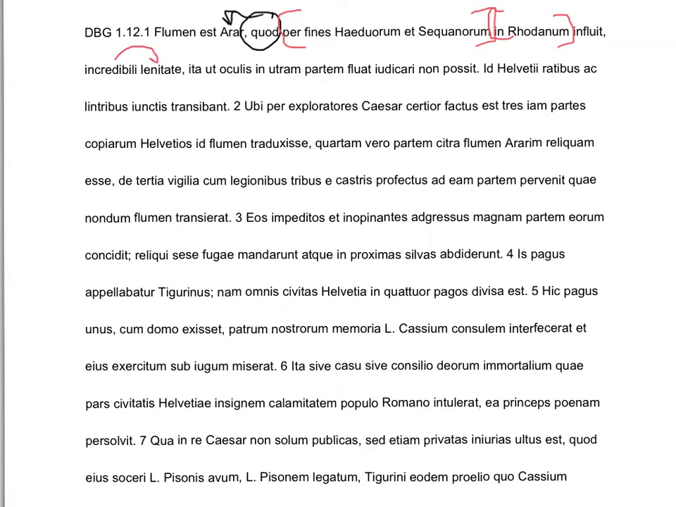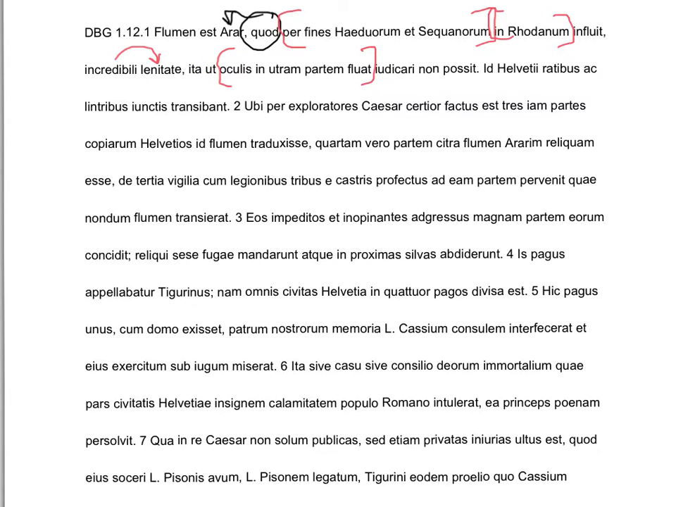Incredibili modifies lenitate, with incredible slowness, such, ita, that, and this is a result clause. It goes with such slowness that. Before we finish the result clause, did you notice how Caesar has two subjunctive verbs here? So, which part is for the result clause? Well, inside this result clause, we have an indirect question. So first we'll do the result clause.